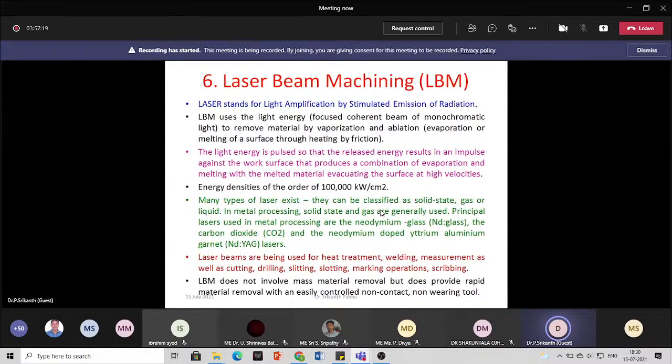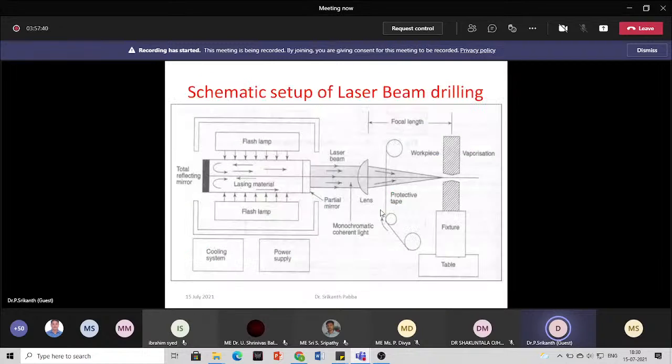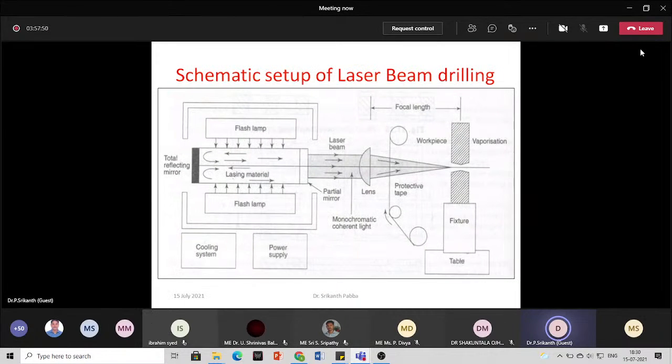The next is laser beam machining, and you know better what a laser is. It is light amplification by stimulated emission of radiation. So you will be using monochromatic, coherent light with high energy densities. This is the simple working principle of LBM, which is used as a drilling process. The same laser beam machining can be extended for continuous cutting, or you can even make a simple drilling operation here.